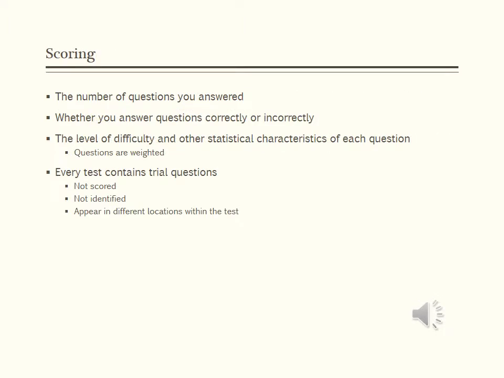The GMAT is scored based on several criteria. The first is the number of questions you answer, followed by whether you answer the question correctly or incorrectly, and then the level of difficulty and other statistical characteristics of each question, such as is the question weighted or not. It's important to note that every test contains trial questions. These are not scored, not identified, and they appear in various locations within the test.